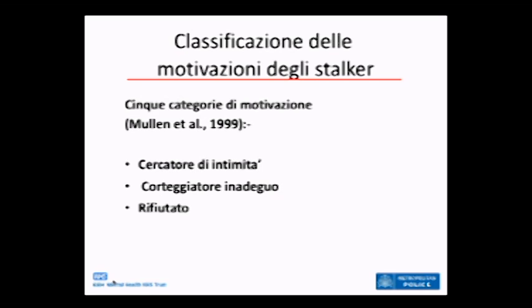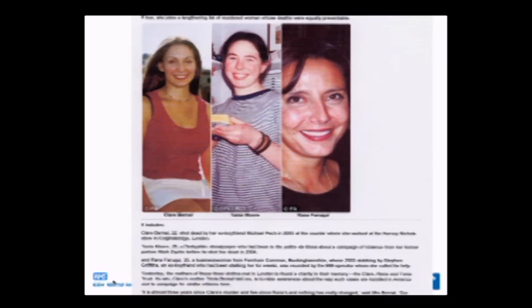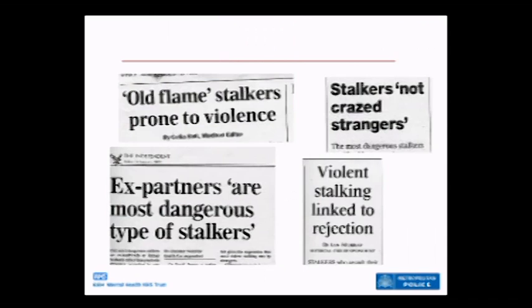We have rejected stalkers. These are ex-partners who are trying to re-establish a relationship with their former partner. And these are the cases in which there is most likely to be serious violence. These are pictures of 3 young women, all of whom were killed by their ex-partners in Britain, quite high-profile cases. The first time I showed this slide at a talk at a police conference, the mothers of 2 of these girls were in the audience, and I did not know. And these are English newspaper headlines about part of our research, simply showing that the most dangerous stalkers in terms of serious violence are ex-partners, the rejected.